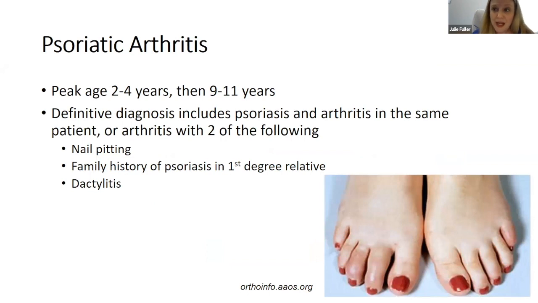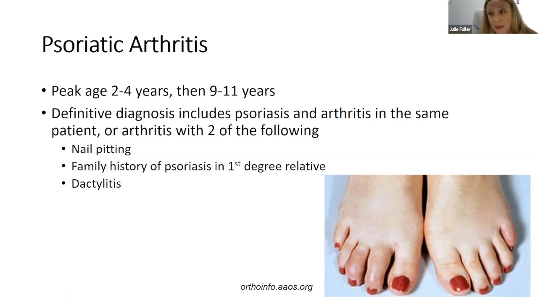And again, this subtype of arthritis has a bimodal age distribution. So they can present as a toddler, typically between age 2 and 4, and then also in the pre-pubertal years between age 9 and 11. And these patients for definitive diagnosis are really supposed to have both psoriasis and arthritis, but we rarely see that in pediatrics. Most of the time they do not have active skin disease, and they may or may not go on to develop active skin disease because we're going to put them on medications for their arthritis that are going to mask some of that.